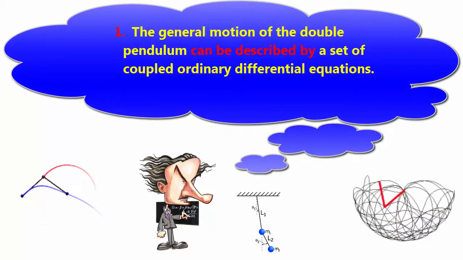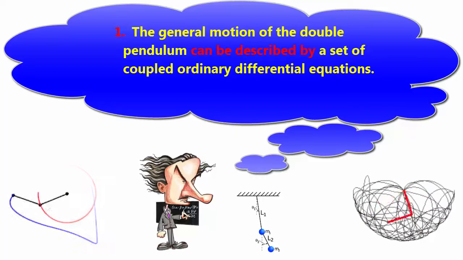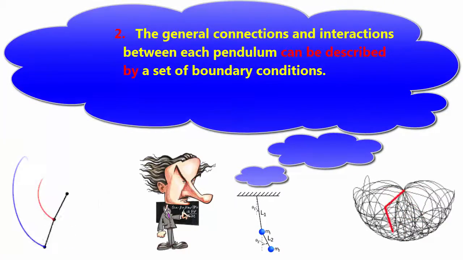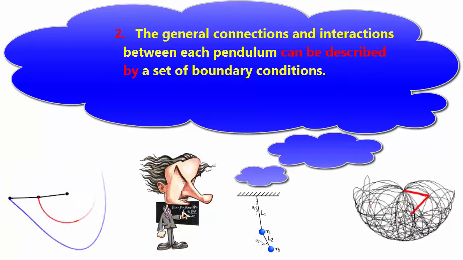1. The general motion of the double pendulum can be described by a set of coupled ordinary differential equations. 2. The general connections and interactions between each pendulum can be described by a set of boundary conditions.